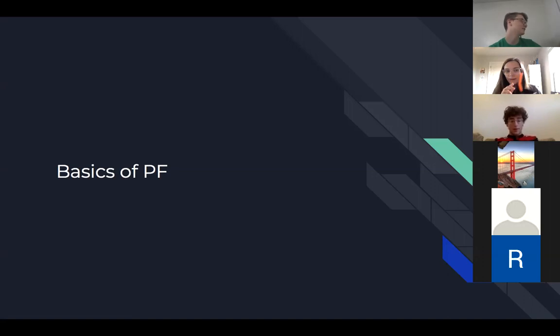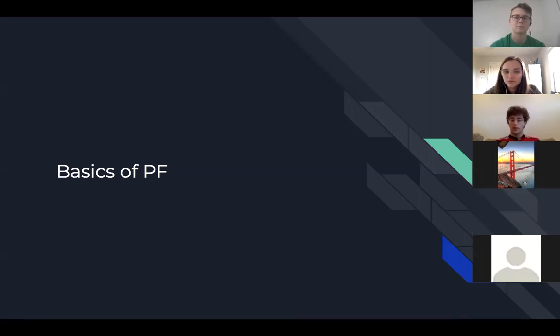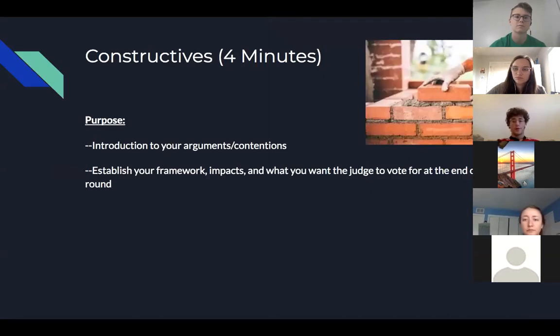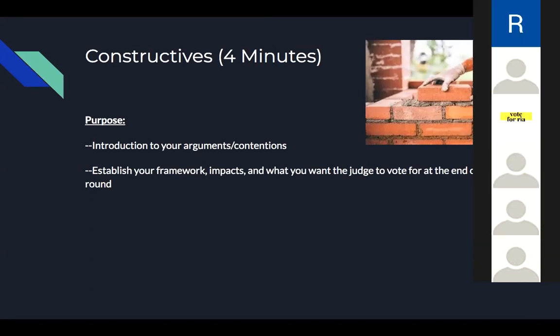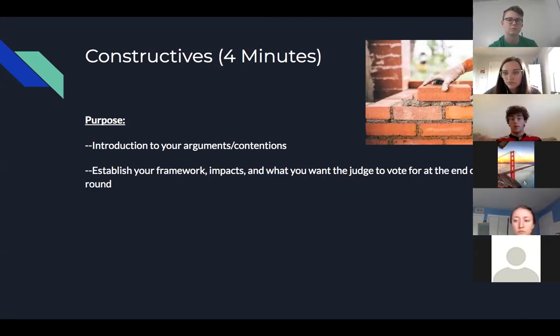So first of all, we're going to go into some basics of PF, which is just a quick overview so that everybody can get oriented with the style, in case not everybody's familiar with what public forum is. First, we have the constructives. As you can see with my little graphic there, it's basically just building the foundation of your speech. It's an introduction to your arguments and your contentions. You establish your framework, your impacts, and what you want the judge to vote for at the end of the round. These should be the base arguments that you want to build the round up off of.